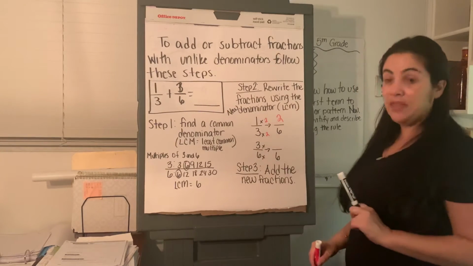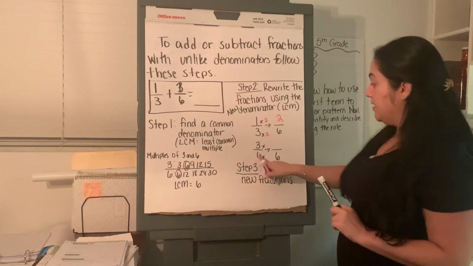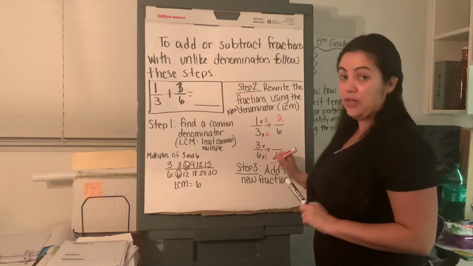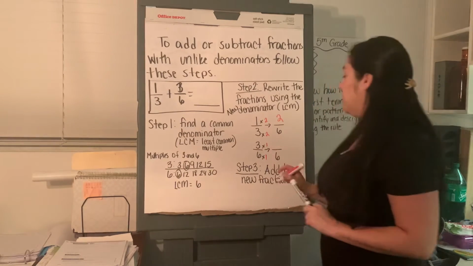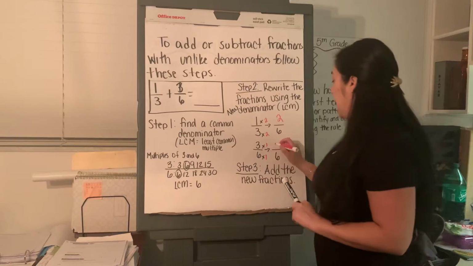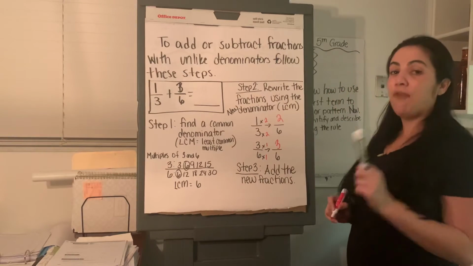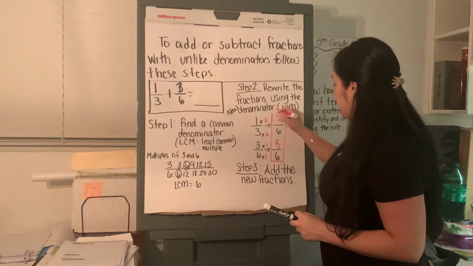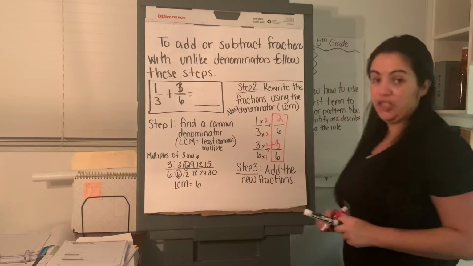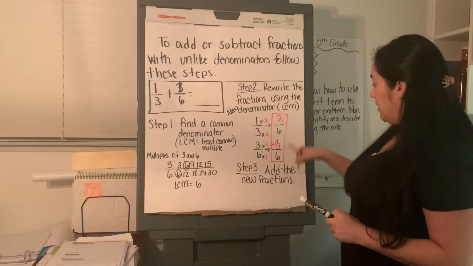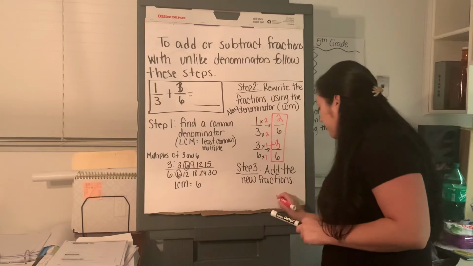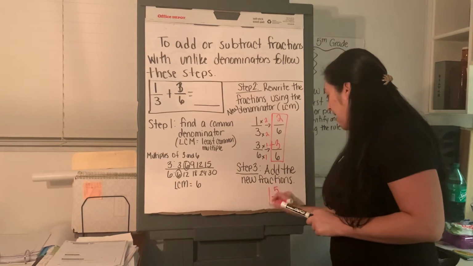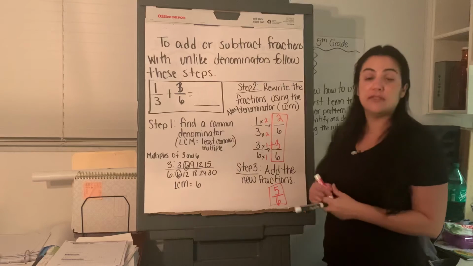Here I'm going to do the same thing with 3/6. Now, what times 6 equals 6? It's 1. So because this is times 1, whatever I do to the bottom, I do to the top, this is going to be 1. And then I multiply, and this ends up being the same fraction, which is perfectly fine. Now I'm going to add my two new fractions, and I keep my denominator, and I add my numerators. And my answer is 5/6.